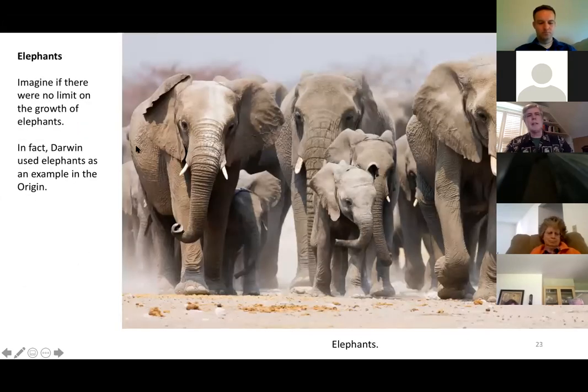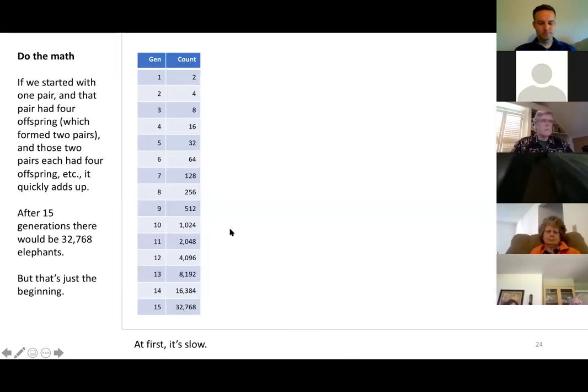And let's talk about elephants. Darwin used elephants as an example in The Origin. So we are going to go through a very similar argument to what Darwin did. If elephants doubled unchecked, here's what would happen after 15 generations. You'd start with 2, then you'd have 4, 8, 16, 32, etc.